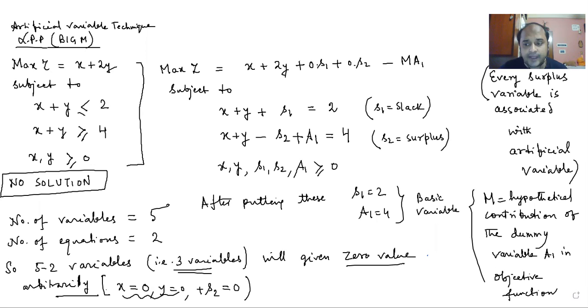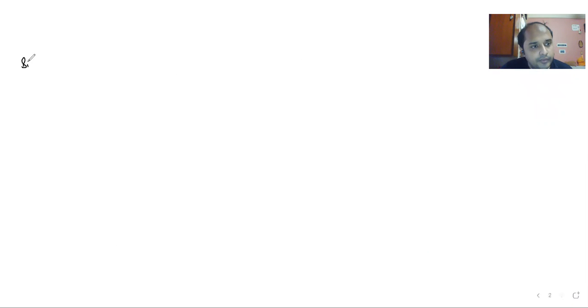Can I go to the next page? Yes, sir. So, simplex table 1. Okay, so the format is Cj, Cb, B, and XB.